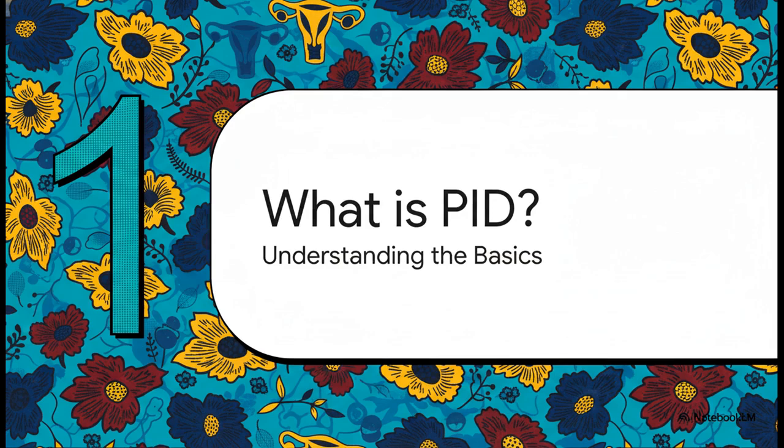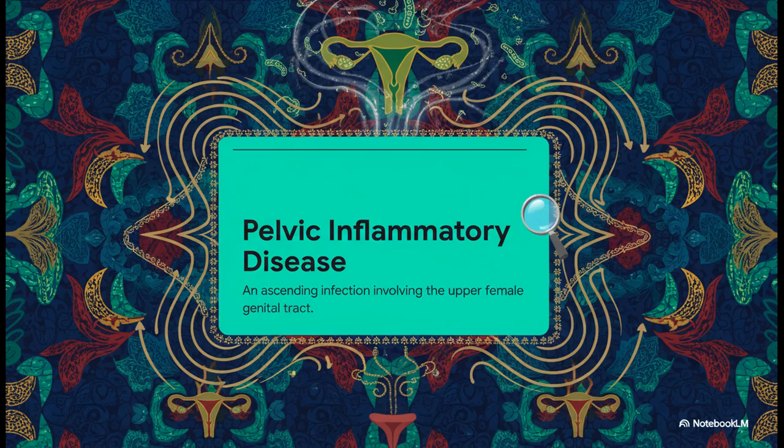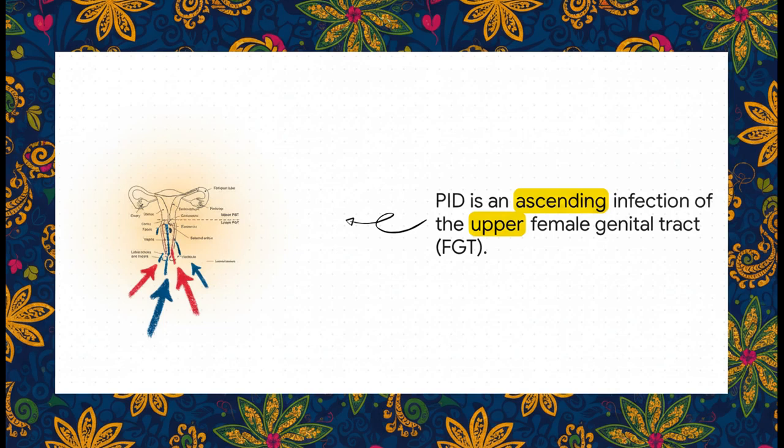So what exactly is pelvic inflammatory disease? The most important word on this slide, the one you really need to remember, is ascending. This isn't just a simple localized infection. Think of it more like an invasion, where bacteria start a journey, traveling upward from the lower genital tract into the upper reproductive organs. And this diagram right here perfectly illustrates that journey we're talking about.